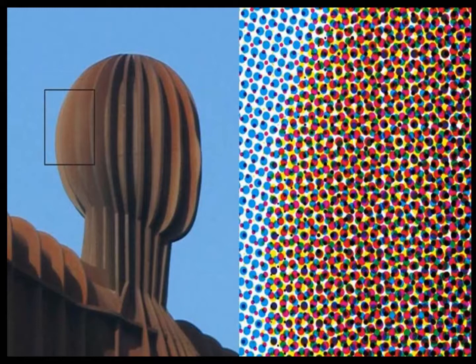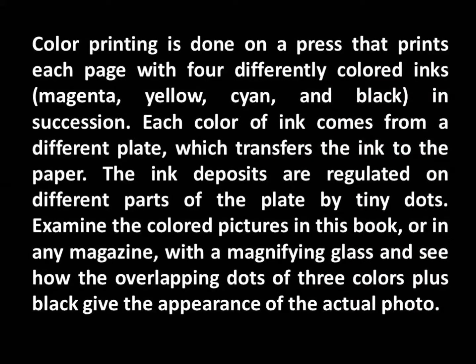So here is a microscopic look at that little section of the printed page, and I'll show you that in class. It's actually quite interesting, a literal dot matrix of the different colors. Color printing is done on a press that prints each page with 4 different colored inks: magenta, yellow, cyan, and then the final black, which gives it kind of a nice outline. Each color of ink comes from a different plate, or ink cartridge, which transfers the ink to the paper. The ink deposits are regulated on different parts of the plate by tiny dots.